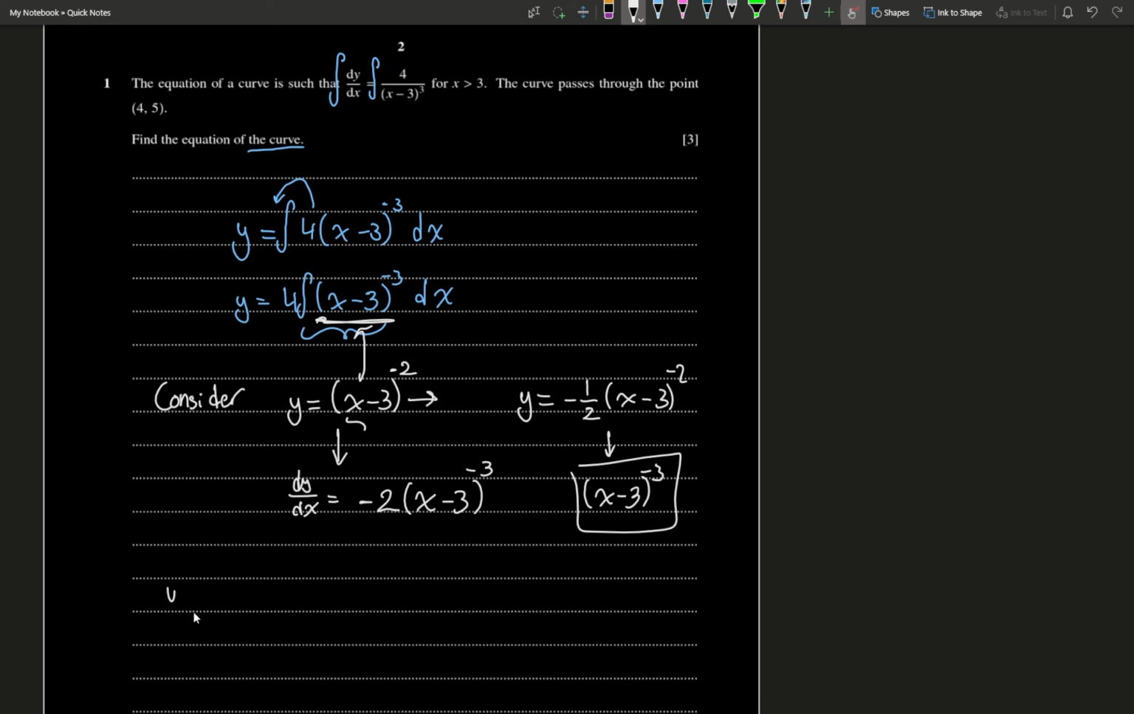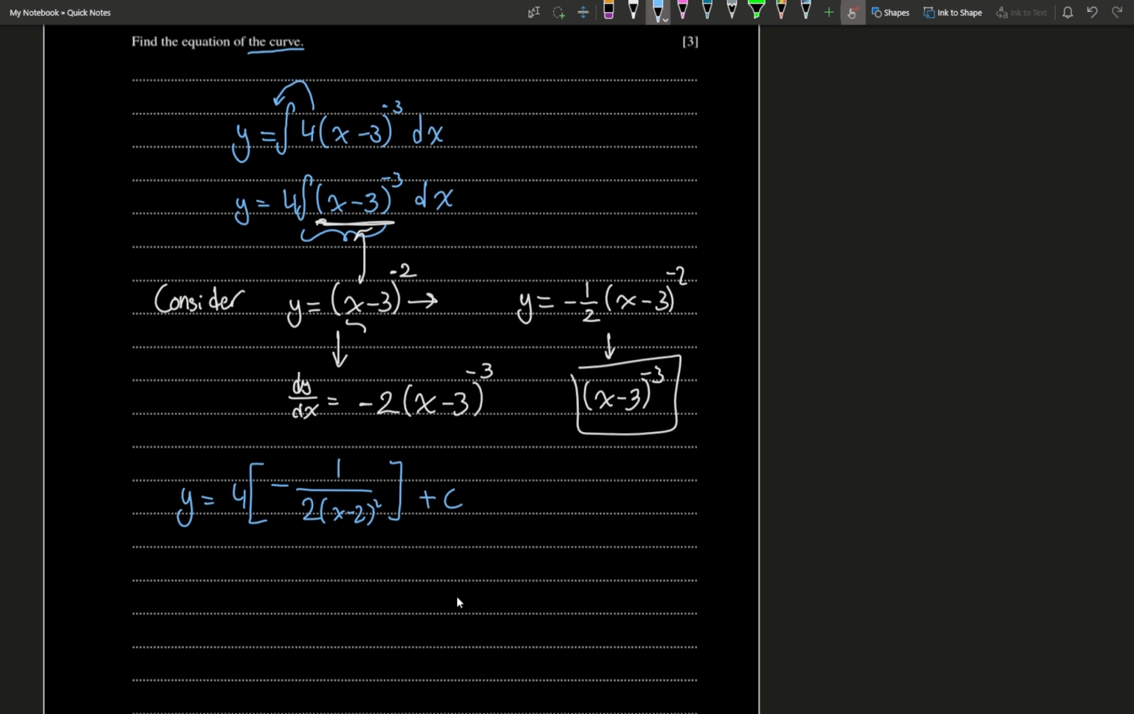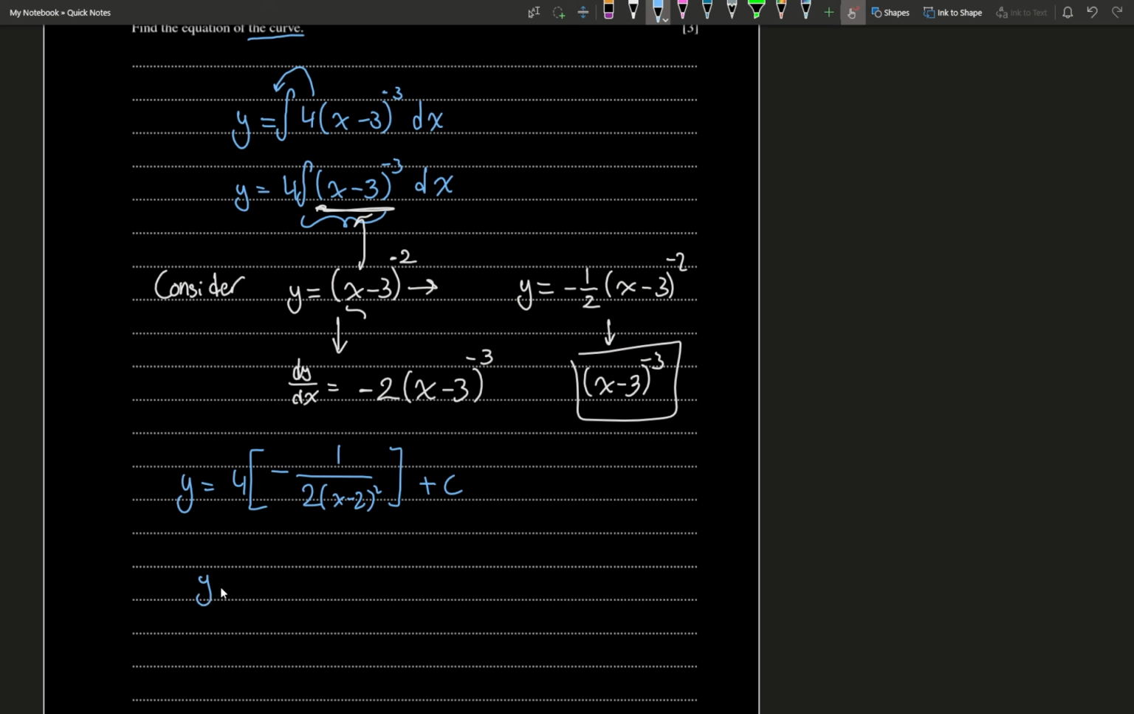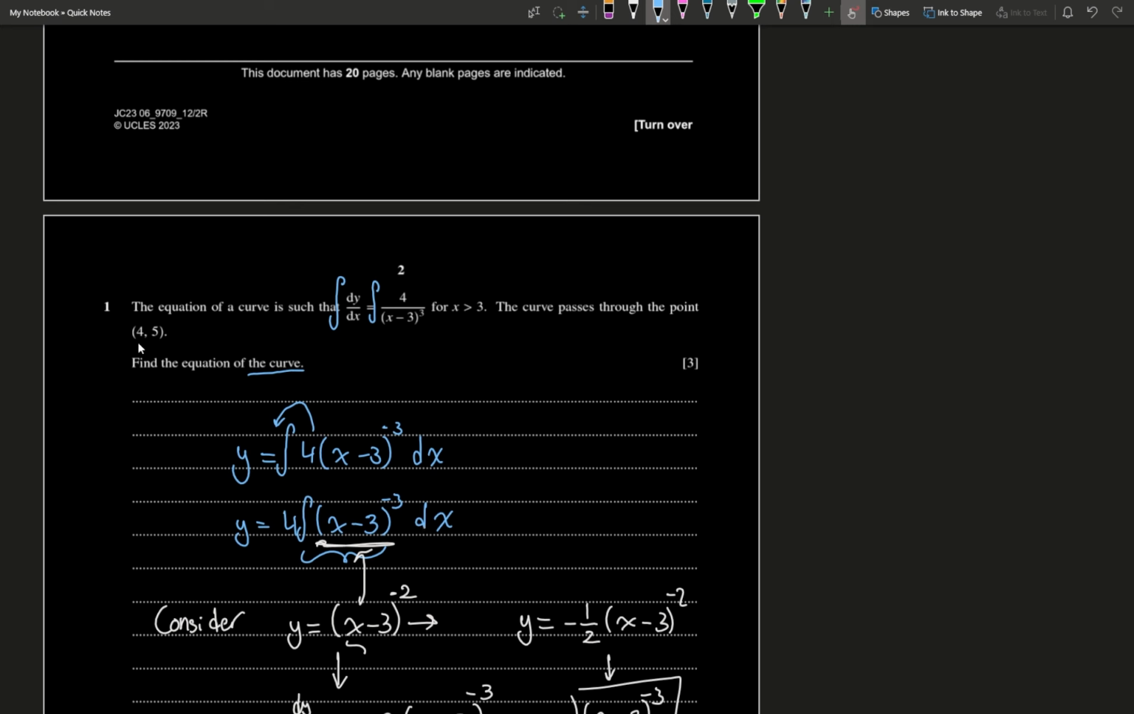So we write below y is equal to 4 multiplied by our integral, which is negative 1 over 2, and then the bracket below, x minus 3 squared, and also don't forget our constant of integration c. Then bring the 4 inside and you'll end up with y is equal to negative 2 divided by x minus 3 squared plus c. And if we want to find our constant of integration c, we'll simply substitute our x coordinate and y coordinate given in the question.